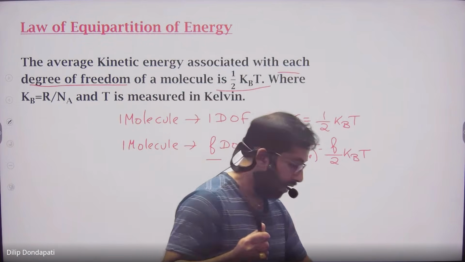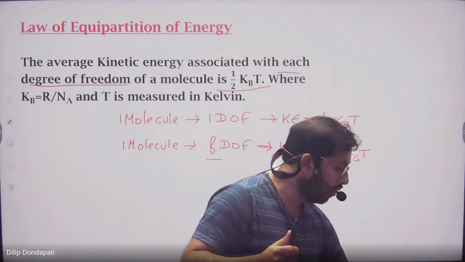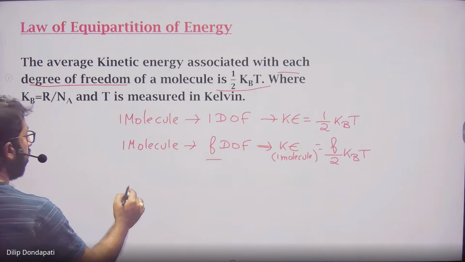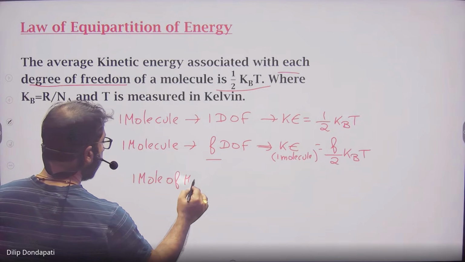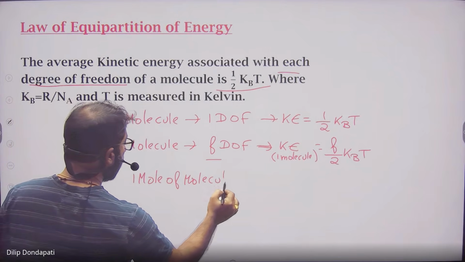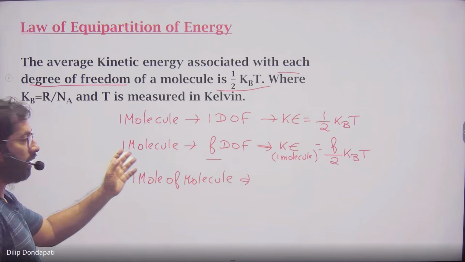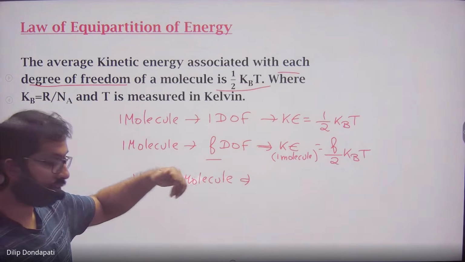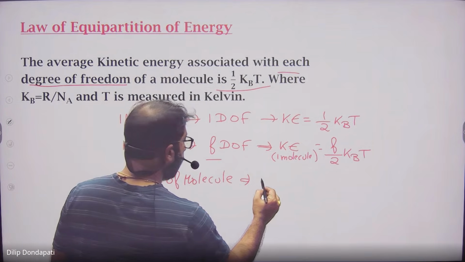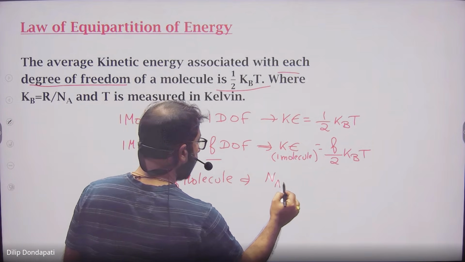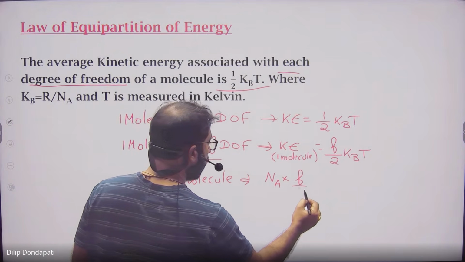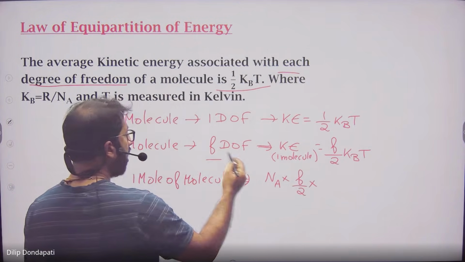Now we are talking about one molecule, but I want it in terms of moles. 1 mole has the Avogadro number of molecules. So Na into F by 2 into kB, where kB is R by Na.